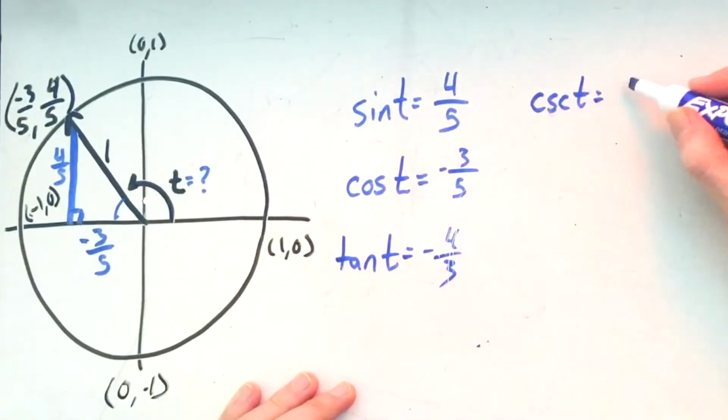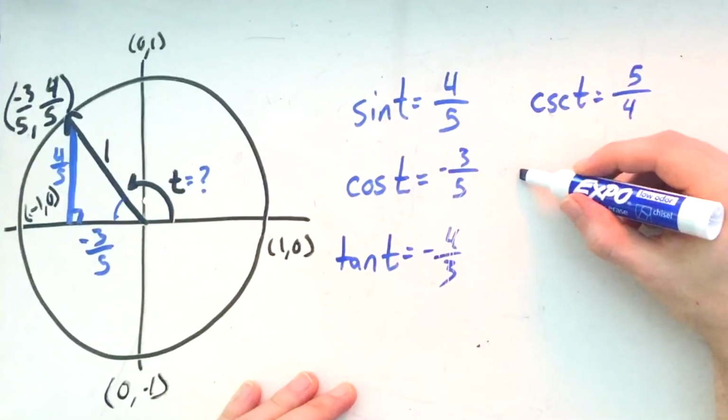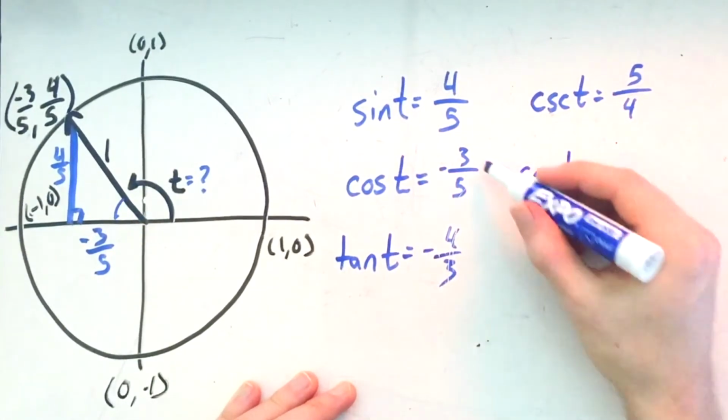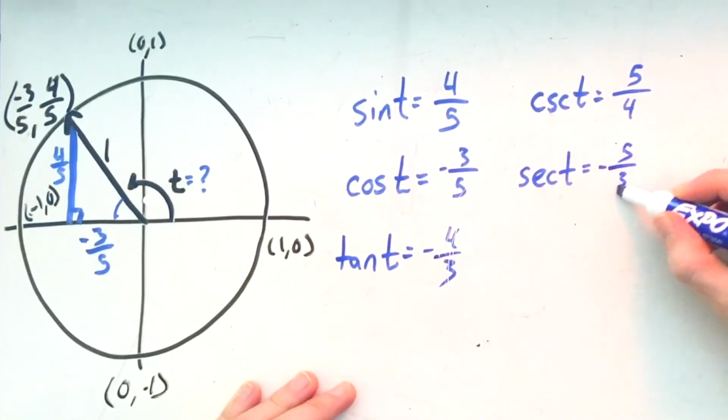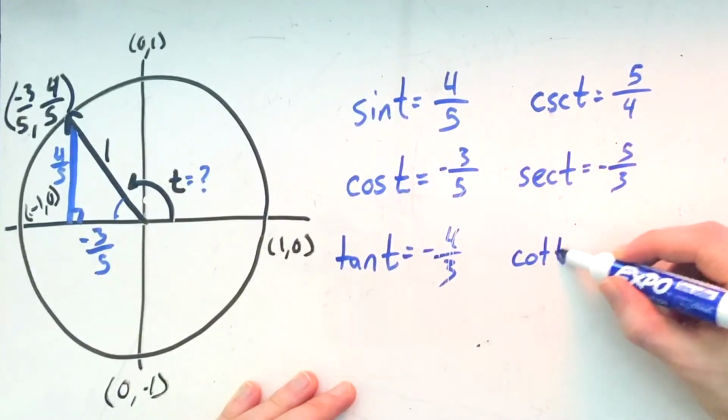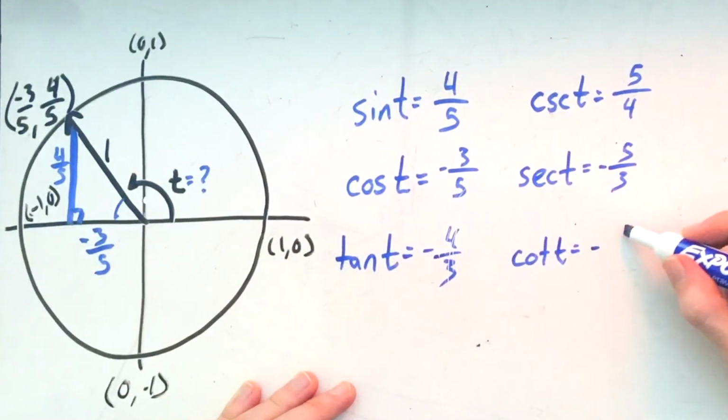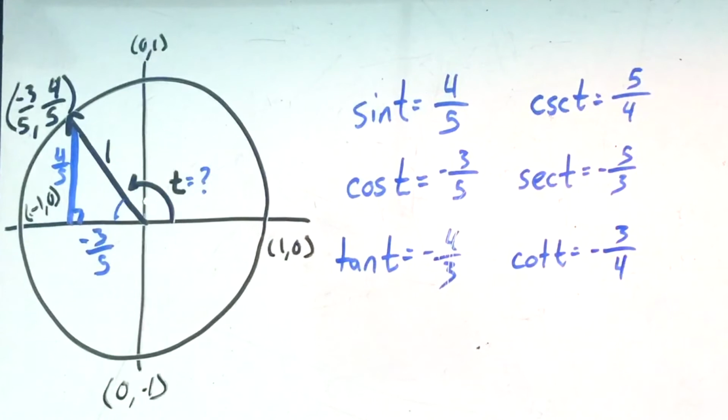So negative 4/3. But we also have to take a look at the reciprocal trig functions. So cosecant of t is the reciprocal of sine, making this 5/4. Secant is the reciprocal of cosine, which would make this negative 5/3. And cotangent is the reciprocal of tangent, which would make this negative 3/4. So once you know the first three, the reciprocal trig functions come along really fast.